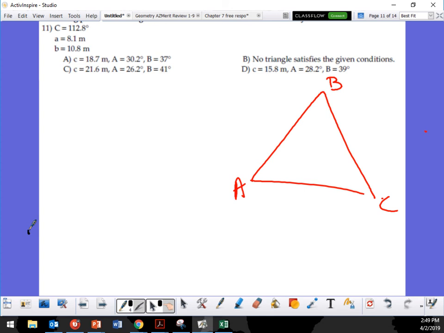So if I have big C, which is right here, side angle side, and I have little a, which is over here, and I have little b, which is right here. You got SAS, right? Side angle side is what law? Law of cosine, right? So that's going to be a law of cosine.